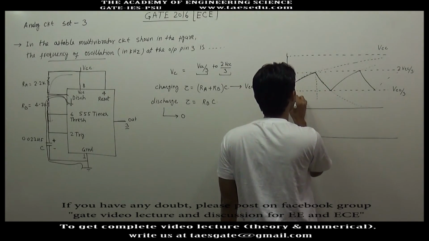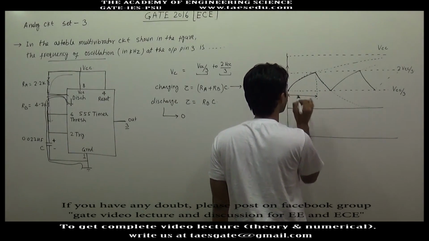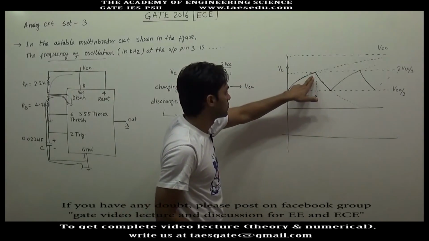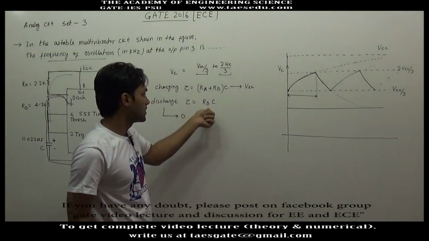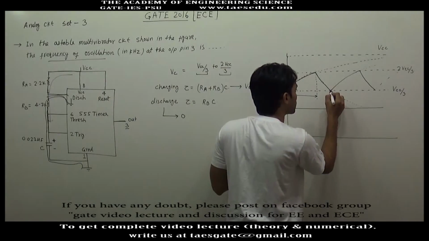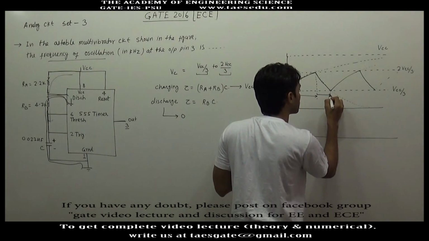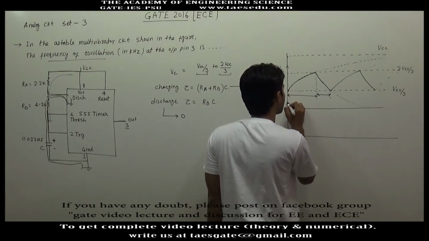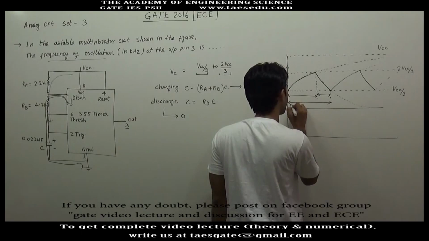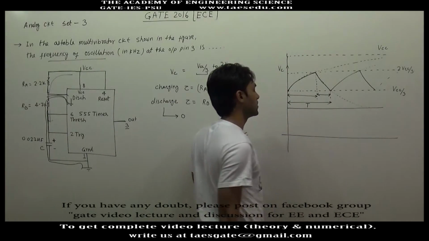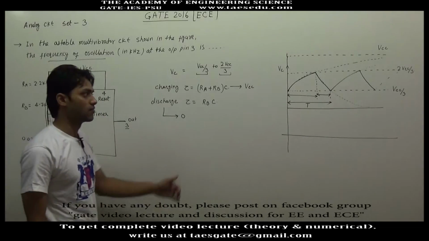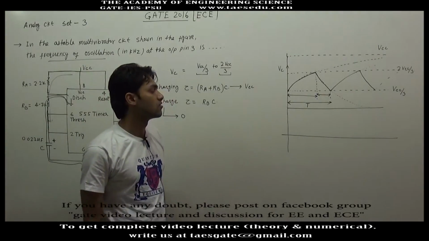The charging time constant is RA plus RB into C. Charging time constant is high, so the charging will be slow. Discharging time constant is low, so the discharging will be fast. Okay, and charging plus discharging time will give you the time period of oscillation of capacitor voltage, and 1 by time period will be the frequency of oscillation.